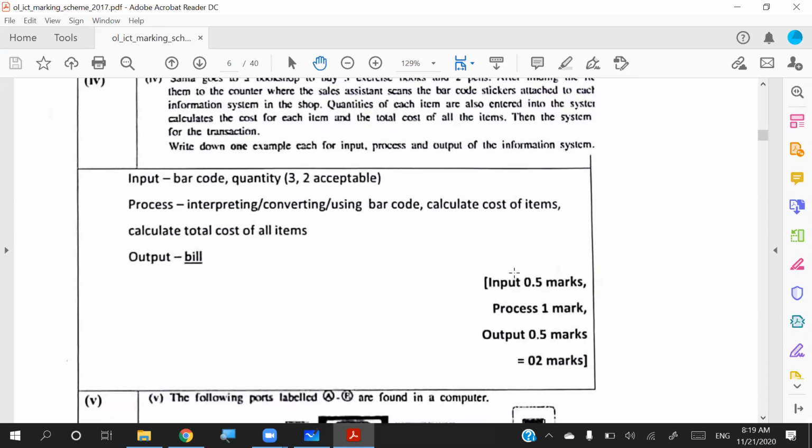So the way they have given the marks is for input 0.5 marks, for process 1 mark, and for output 0.5 marks. So you have to take it on that manner.